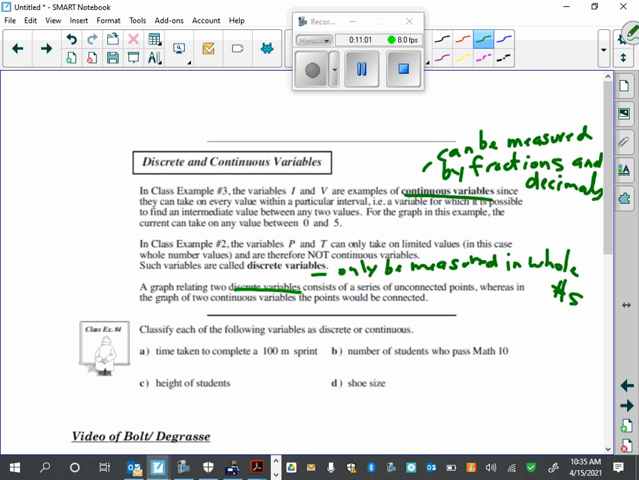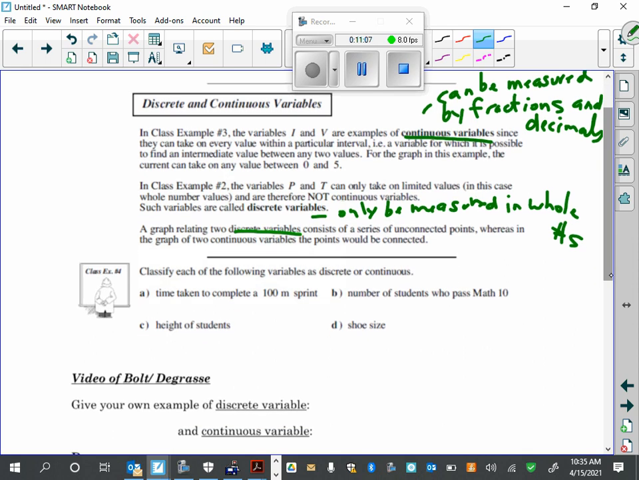Okay. Let's try example 4. Tell me whether those are discrete or continuous. Very small concept. Not a lot of those questions, but if you have a couple, know the difference and don't guess.